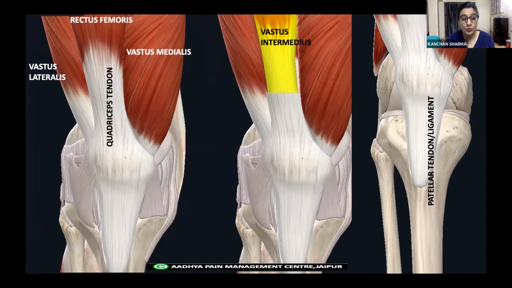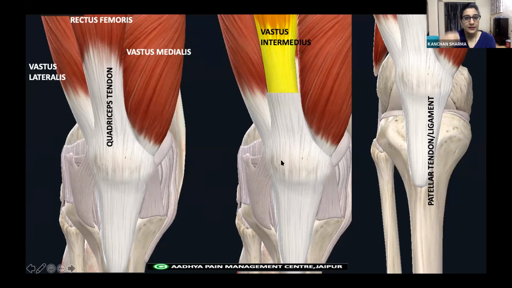So 3 vastus: you have the vastus lateralis, the vastus medialis, and then the vastus intermedius. On the top of this intermedius, you have the rectus femoris. Again, I'm repeating, 3 vastus: medialis, intermedius, and lateralis, and on the top of intermedius, you have the rectus femoris. These 4 muscles combine to form a tendon, and that tendon we call the quadriceps tendon, which inserts on the superior pole of the patella, which we have learned just now.